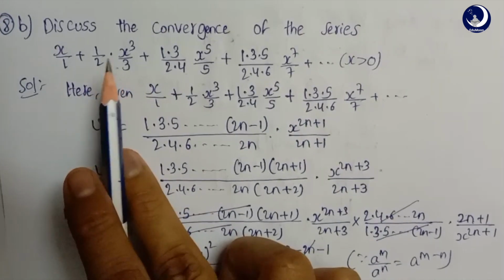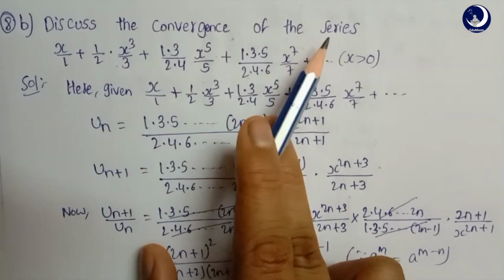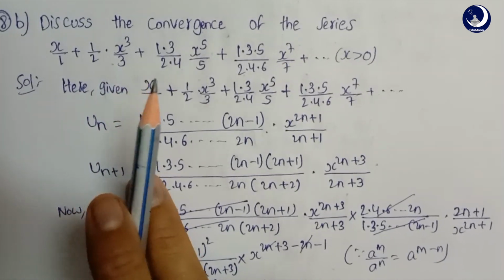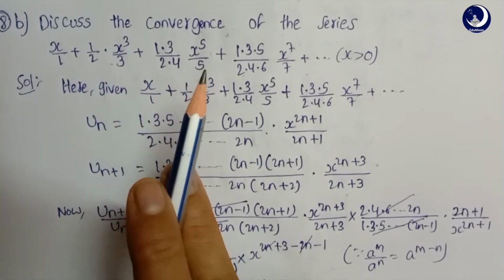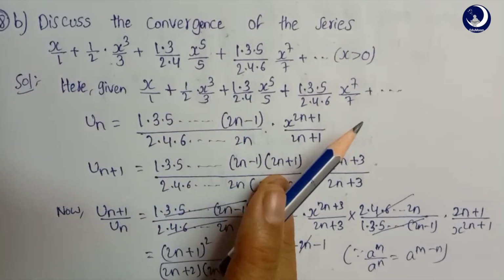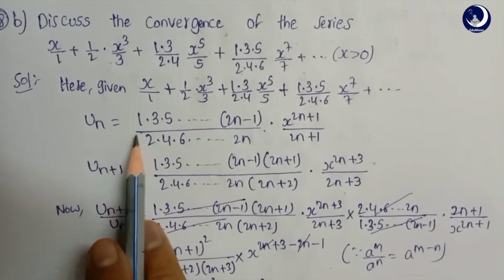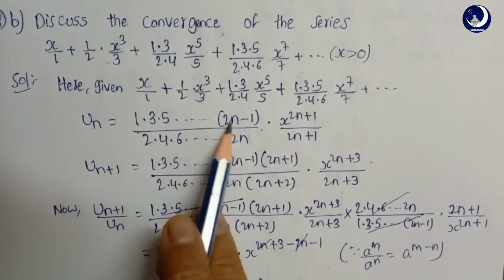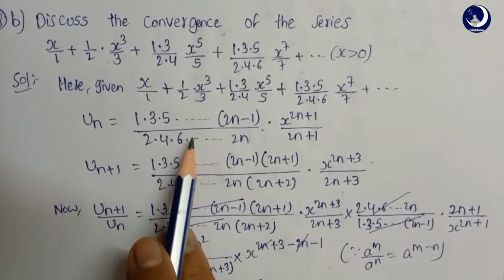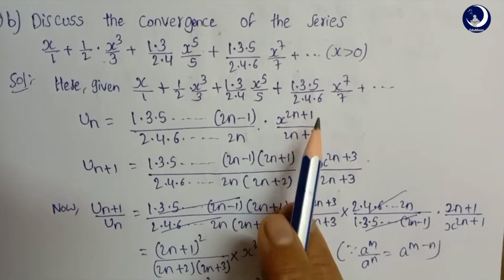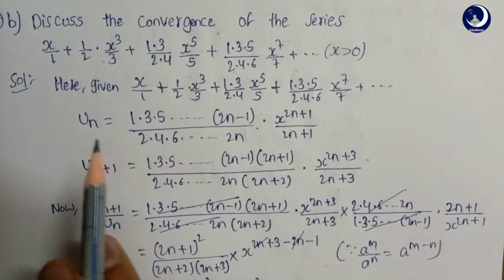8b. Discuss the convergence of the series x by 1 plus 1 by 2 into x cube by 3 plus 1 dot 3 by 2 dot 4 into x power 5 by 5. This is the required series. Hence, consider un equal to 1 dot 3 dot 5 and so on up to (2n minus 1) by 2 dot 4 dot 6 and so on up to 2n, into x power (2n plus 1) by (2n plus 1). I consider un in this form.